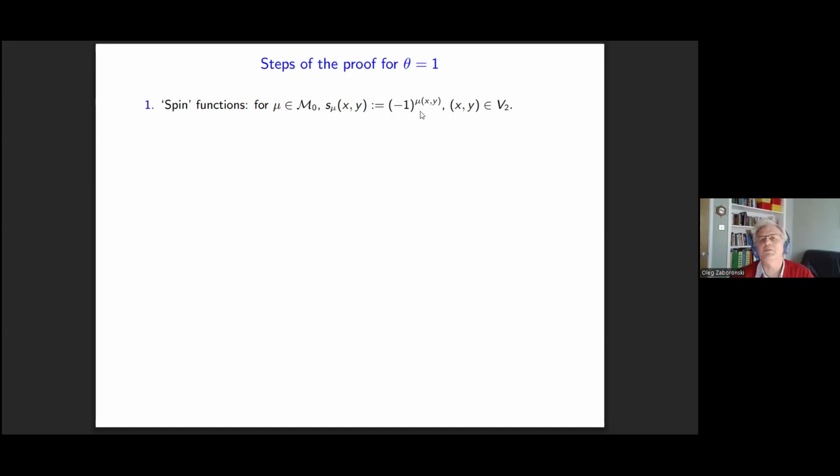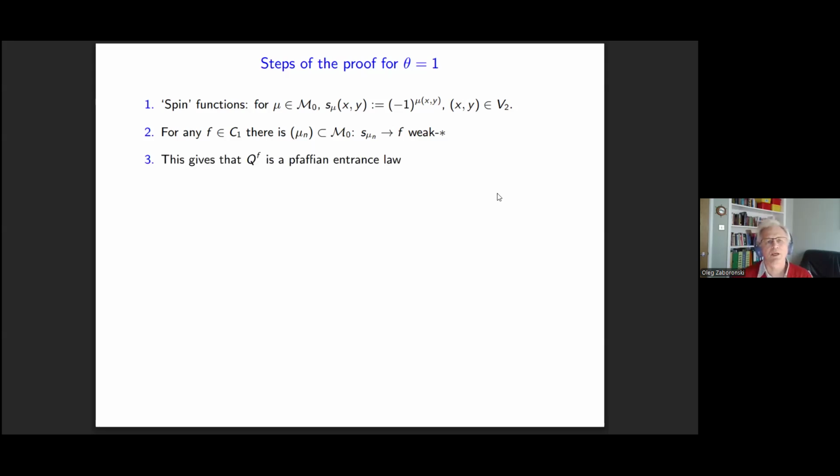The terminology comes from the Ising model. We're looking at the parity of the total number of particles in the interval xy. This is the duality function for theta equal to 1. And then it turns out that any function in C1, which are tensor products of factors that are just functions of one variable taking values in the interval -1 to 1, can all be approximated by the spin functions in the weak star sense.